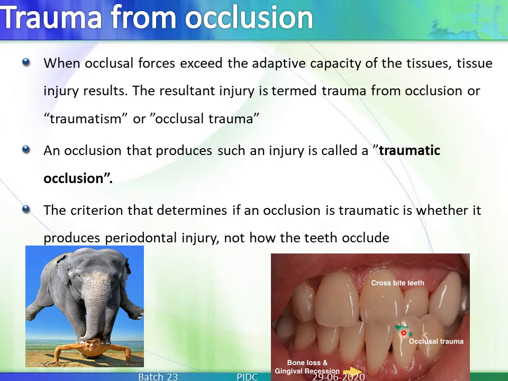Here is a case where there is trauma occurring because of the crossbite. Here you have a crossbite, but this tooth has accommodated to the crossbite. There is no problem around the tooth, but this particular tooth has not accommodated to the crossbite, resulting in periodontal injury, and subsequently you can see bone loss and gingival recession along this area, which tells that trauma from occlusion has occurred in the case of this tooth. So it is not how the teeth occlude, but rather how it produces periodontal injury that determines whether the occlusion is traumatic or not.